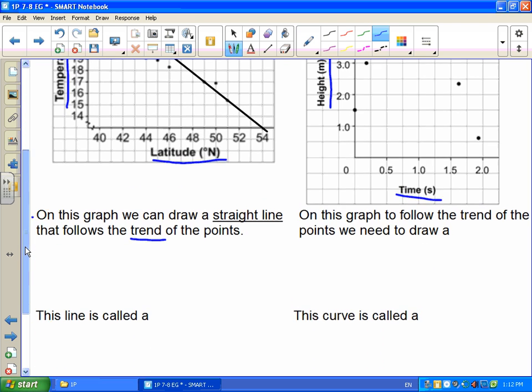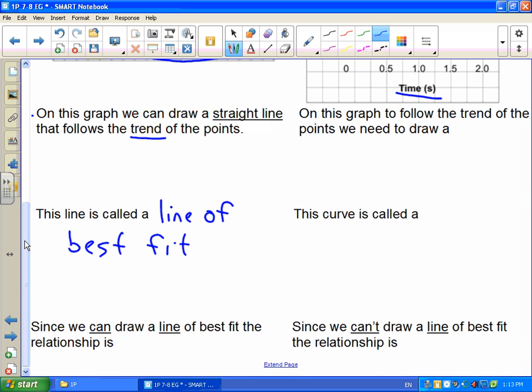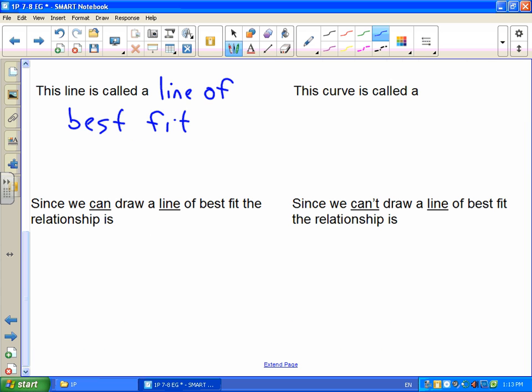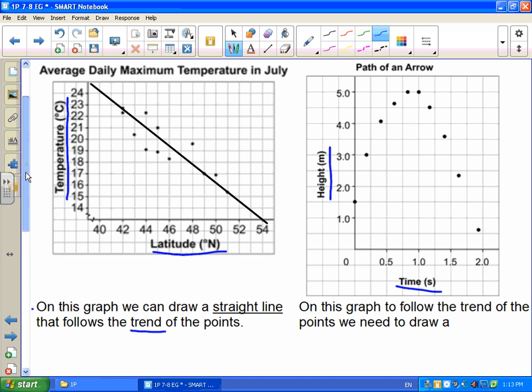So because I could draw this line, what this line is called is a line of best fit. Because it's the straight line that is the best fit to the data points, or the trend of the data points. Since we can draw a line of best fit to this graph, we can say that the relationship between temperature and latitude is a linear relationship. Okay? Linear just meaning that this relationship, or this trend, is kind of in the form of a straight line.